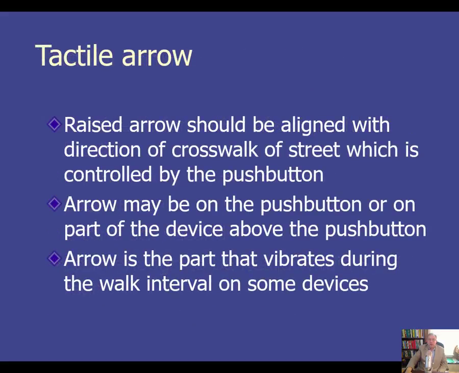Now the tactile arrow, it's a raised arrow and it should be aligned with the direction of the crosswalk of the street that the person is trying to cross. And the arrow could be on the push button or it could be part of the device, sometimes above the push button. And the arrow is the part that vibrates during the walk interval on some of the devices.